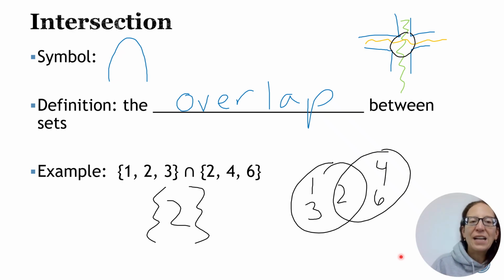All right, so that's intersection. So we got union and we've got intersection. Those are our 2 main operations.